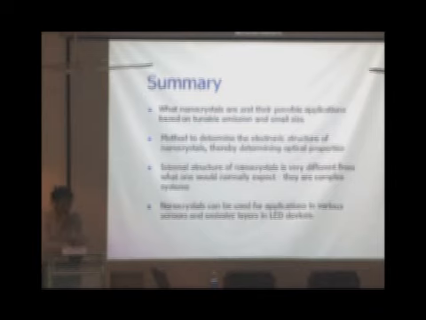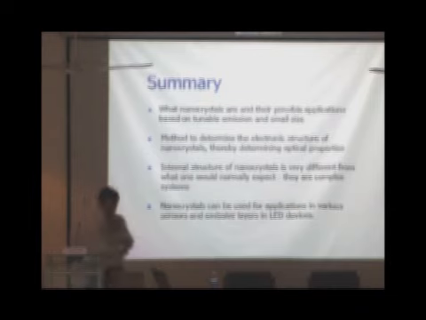So, in summary, what I've told you is what nanocrystals are and their possible applications, some methods to determine the electronic structure and the internal structure of nanocrystals and the surface of nanocrystals, and some of the applications in sensing and light emitting devices. And did I miss out photovoltaics? Yeah, I've just started that. And this is a new concept that we are trying to use. Since you're getting an electron separated from a hole in this quantum dot, nobody's used this kind of method. I mean, they've all blended with polymers and let it go.